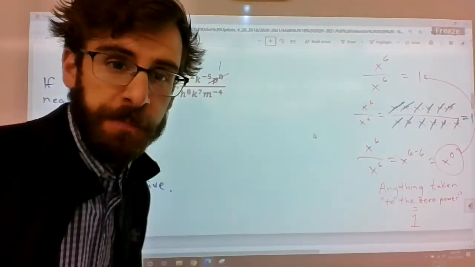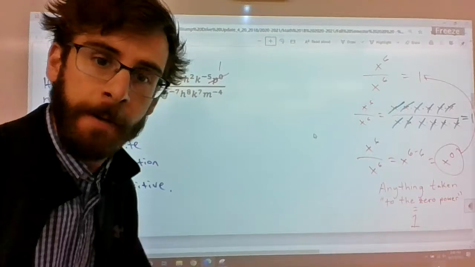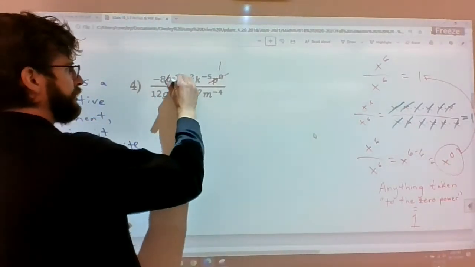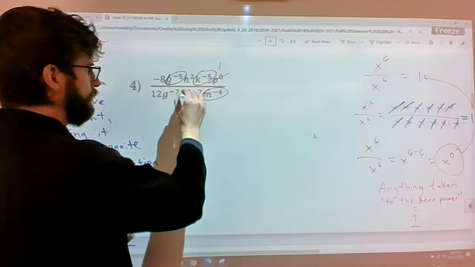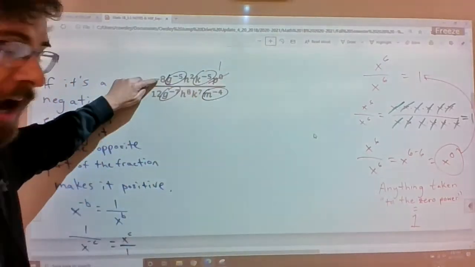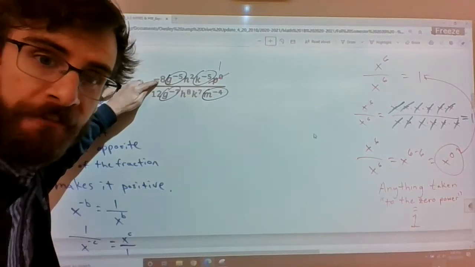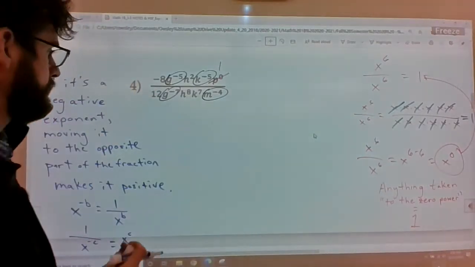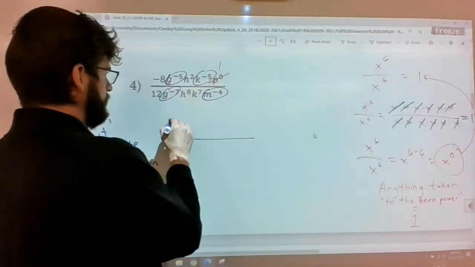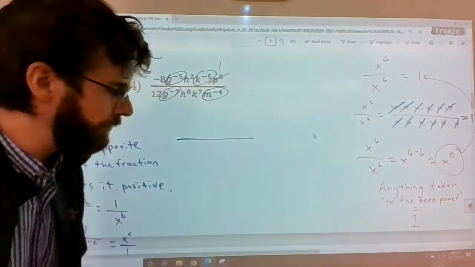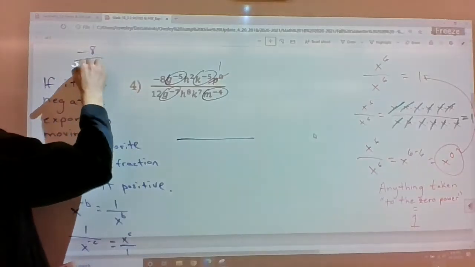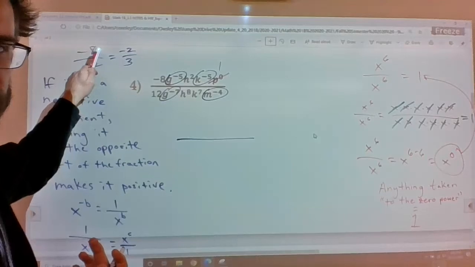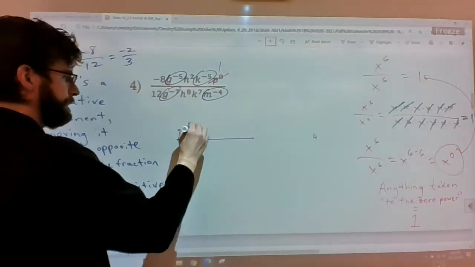If you're a negative exponent, move to the opposite part of the fraction. Become positive. So you're going to move, you're going to move, you're going to move, and you're going to move. I'm not going to move the negative 8 because it's a coefficient, not an exponent. Negative 8 stays. In fact, what is negative 8 divided by 12? It's negative 2/3 because the top divides 4 and the bottom divides 4.